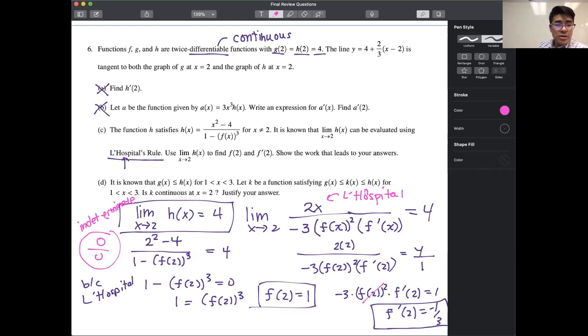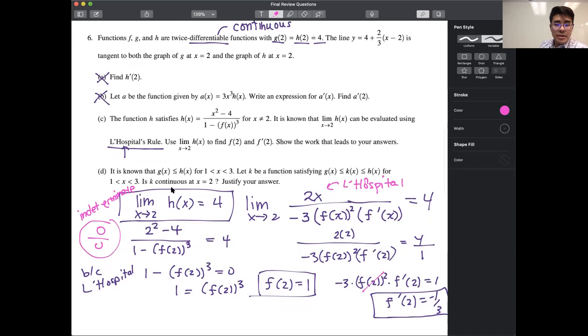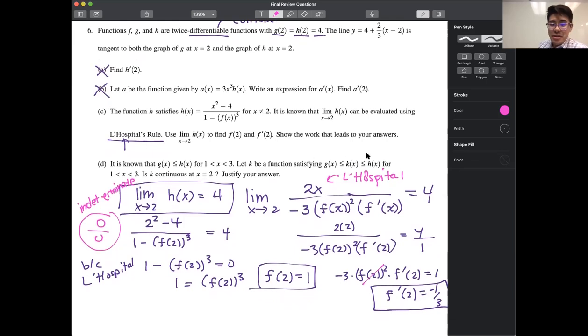And then there's also part D, right? I just want to point out part D, just because you see this notation here. So just a reminder, when you have this weird notation with g of x is less than k of x is less than h of x, that's going to be the squeeze theorem. Okay, so you could use the squeeze theorem to justify part D.